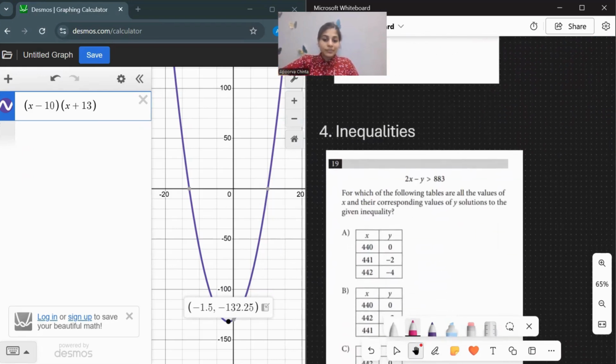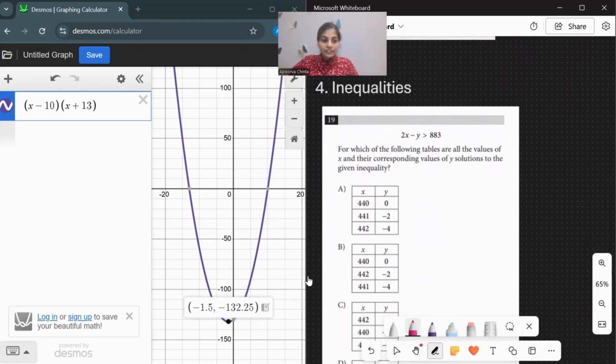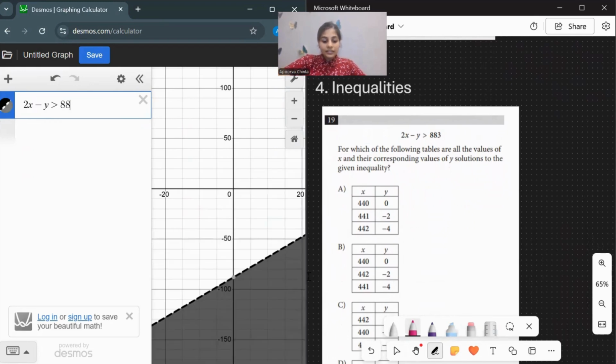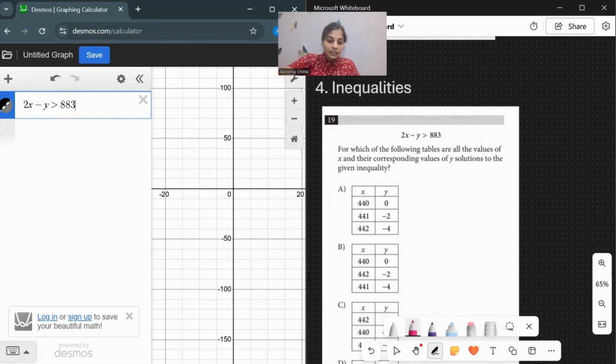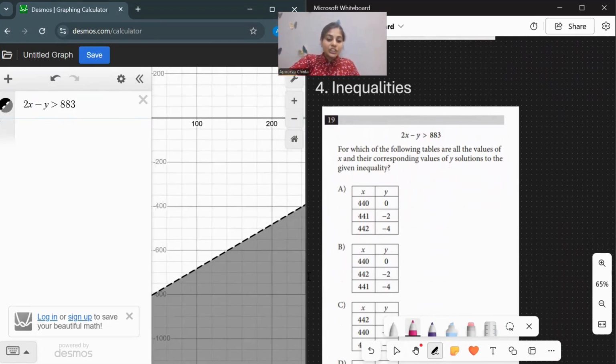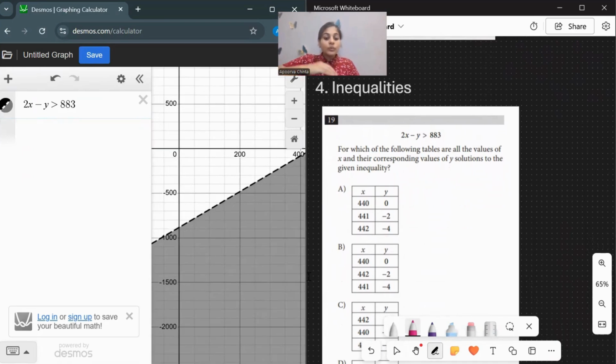That's very simple. Now the next type is solving inequalities. So we have 2x minus y is greater than 883. Now we get a graph or a curve which is in this form. So we get a shaded region precisely. Whichever region is shaded contains all the values that satisfy the inequality, and the region which is not shaded does not contain the values which satisfy it. So let's see which one satisfies.